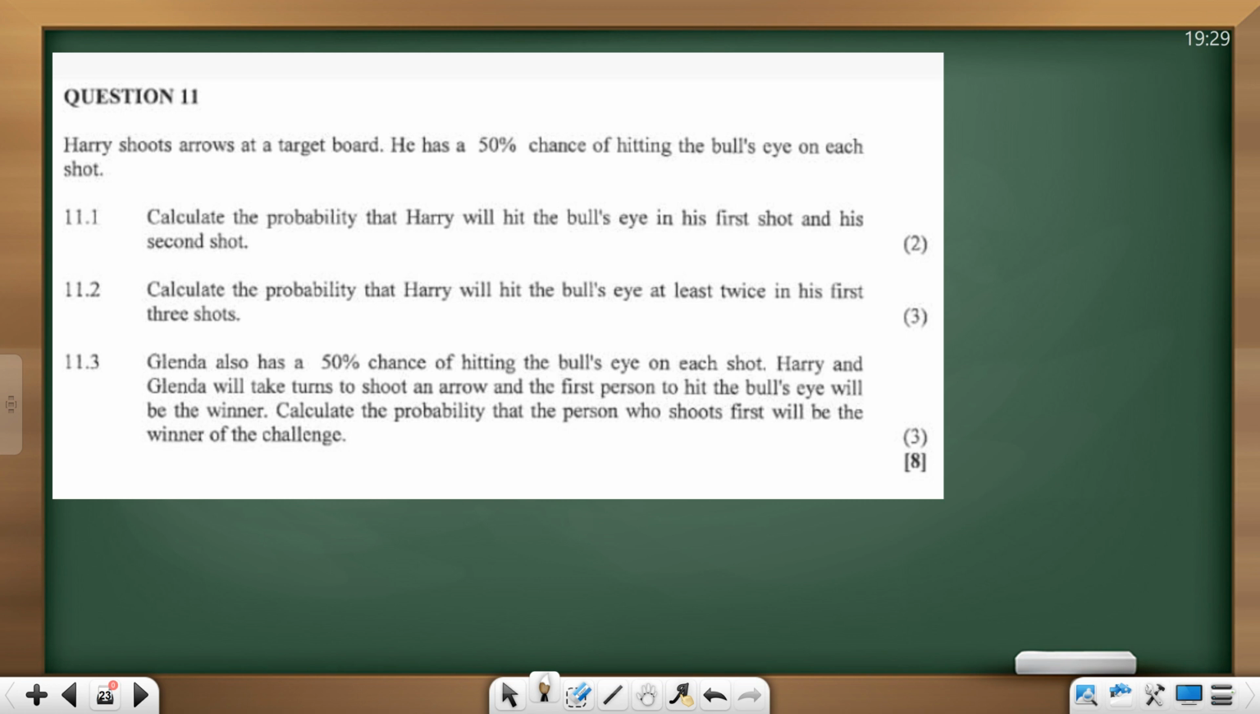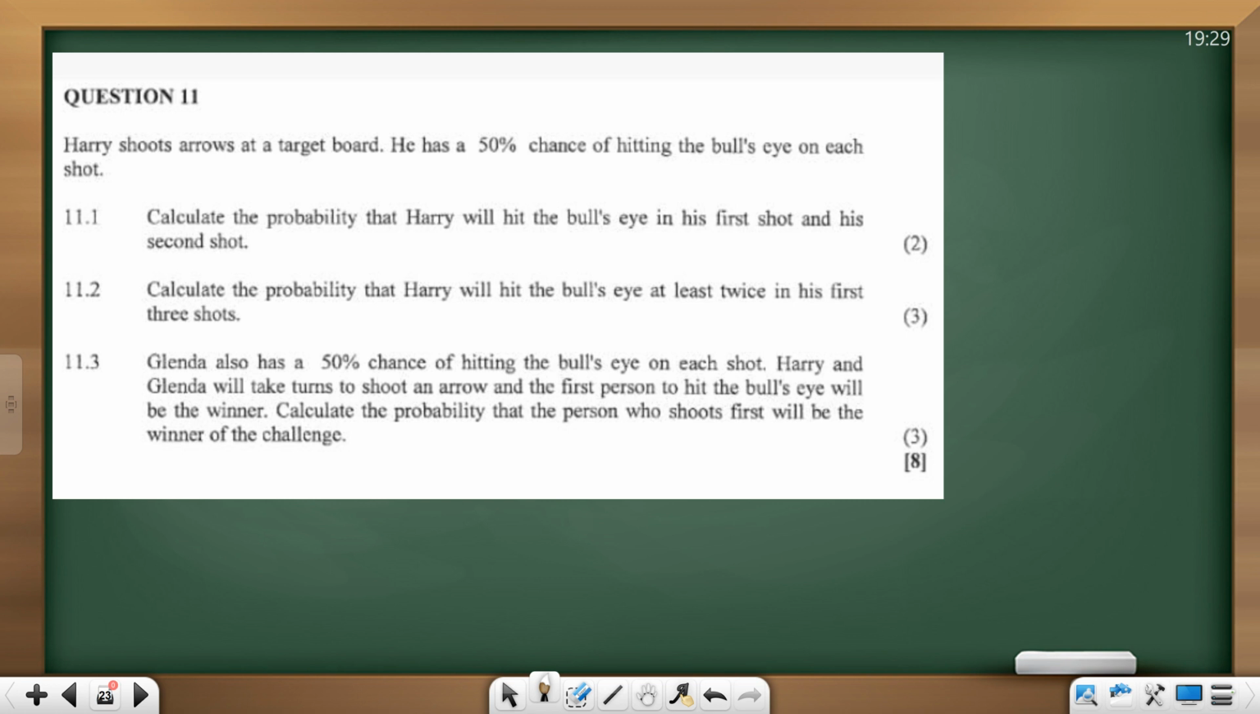All right. Glenda also has a 50% chance of hitting the bullseye on each shot. Harry and Glenda will take turns to shoot an arrow. And the first person to hit the bullseye will be the winner. They have the same probabilities. Calculate the probability that the person who shoots first will be the winner of the challenge.